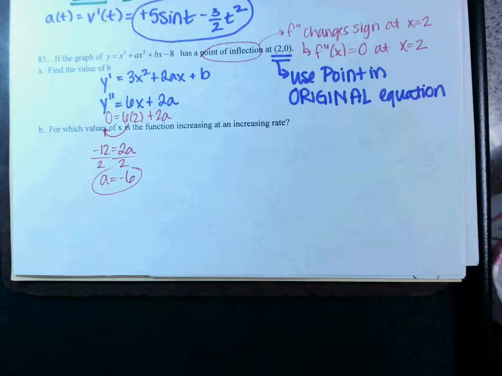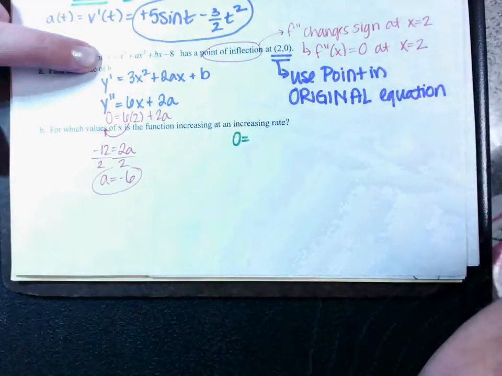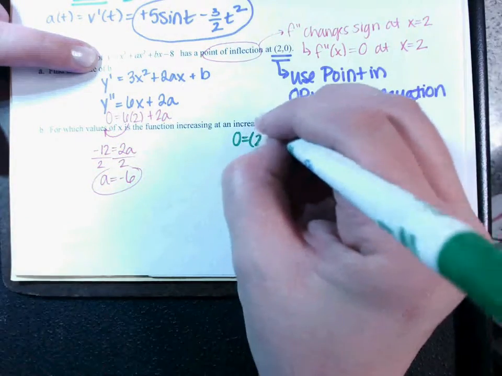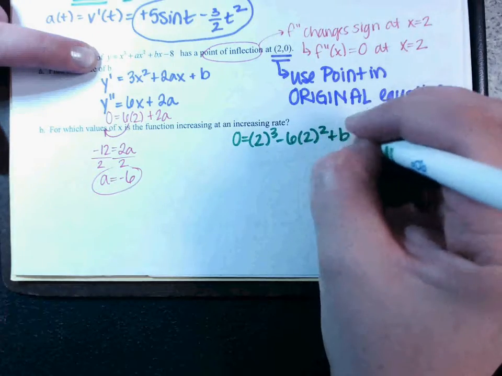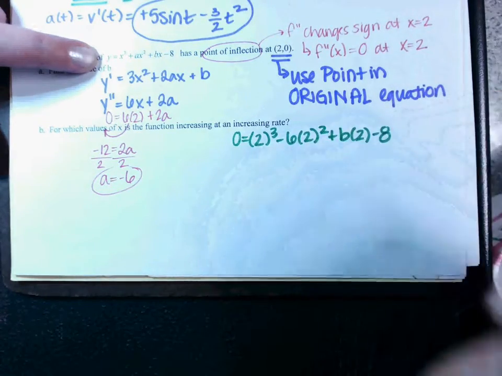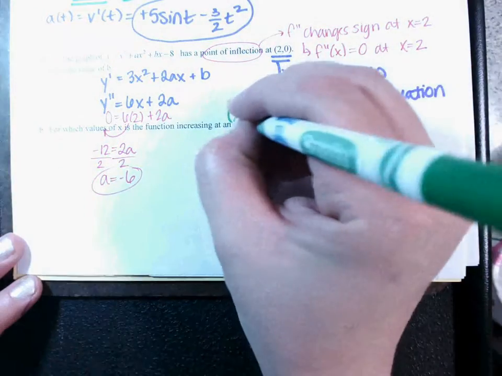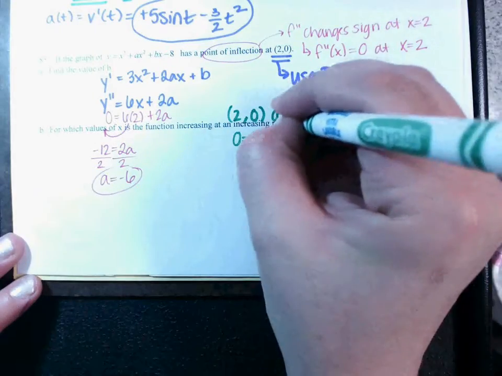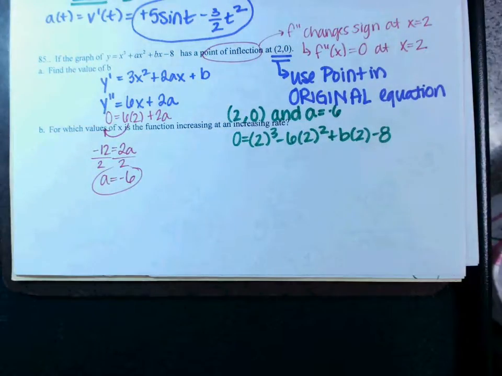Okay, so I'm plugging that in now here. My y is going to be 0 equals 2 cubed minus 6 times 2 squared, plus b times 2 minus 8. So my x is 2, my y is 0, and a is negative 6. Those are the things that we already know. Kelly?